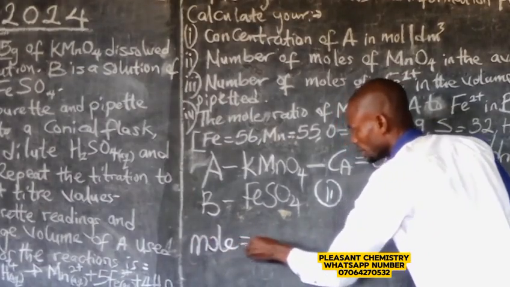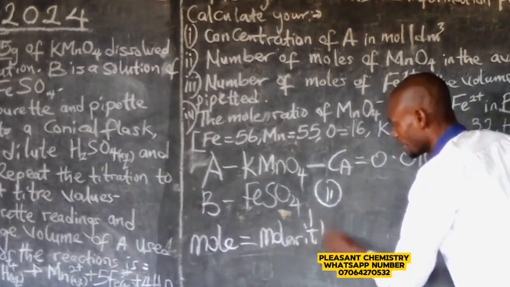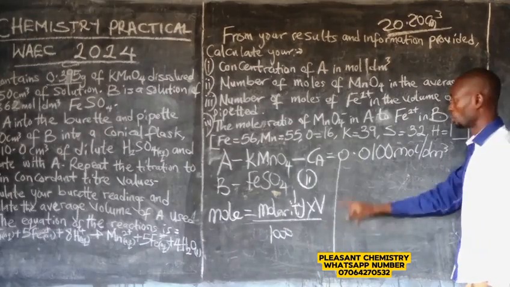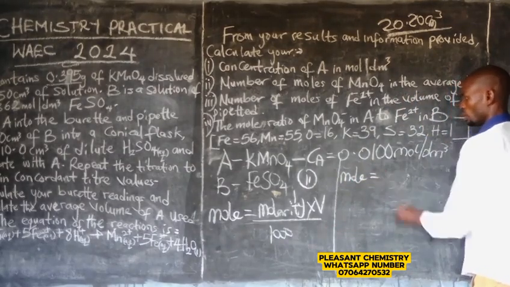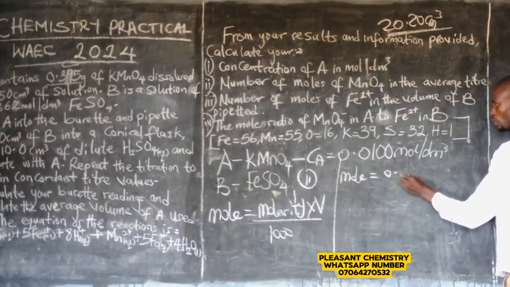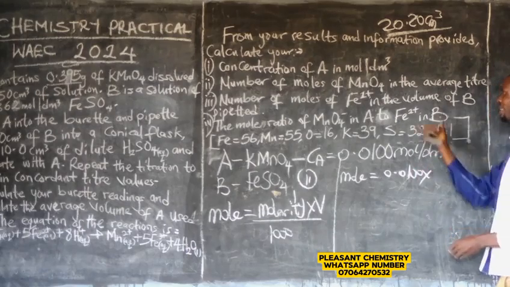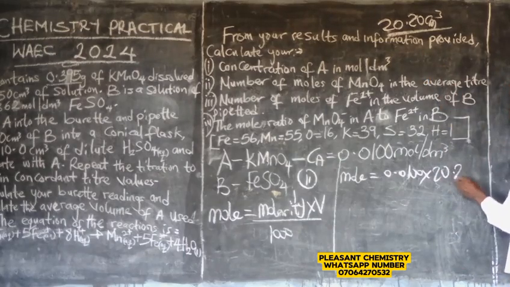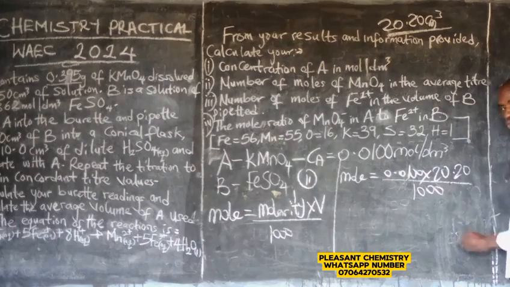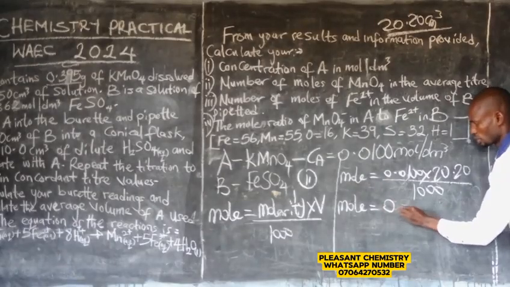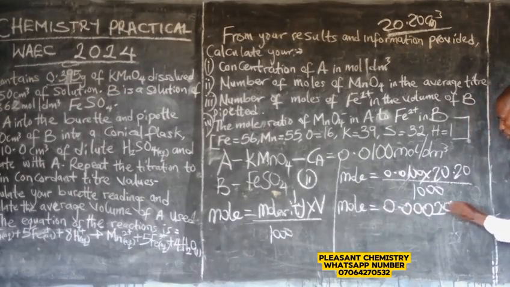Okay, let's continue. If you have to calculate number of moles, remember in the previous class I told you that mole is equal to molarity multiplied by volume divided by 1000. So what am I going to do? Mole is now equal to the molarity of A, which is measured in mole per dm cube, and we have calculated that, which is 0.0100 multiplied by the average titer. Our assumed average titer is 20.20 divided by what? 1000. Talk to me, class. Our mole is now equal to 0.000202, which is the same thing. The unit of our mole is still mole.